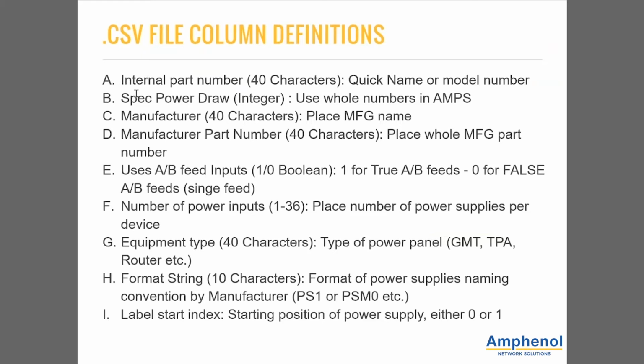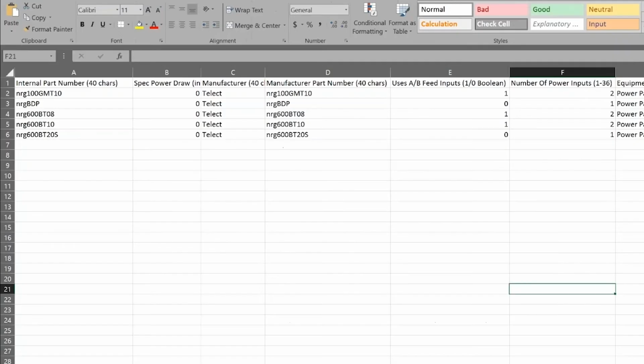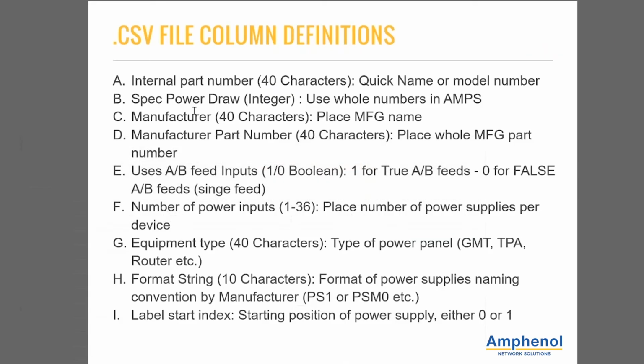So if we look at internal part number, quick name or model number, for the power draw, it needs to be whole numbers in amps. So however many amps it draws, but it has to be a whole number. It can't be 2.4 or 2.5. It has to be either 2, 3, 4. Manufacturer part number.